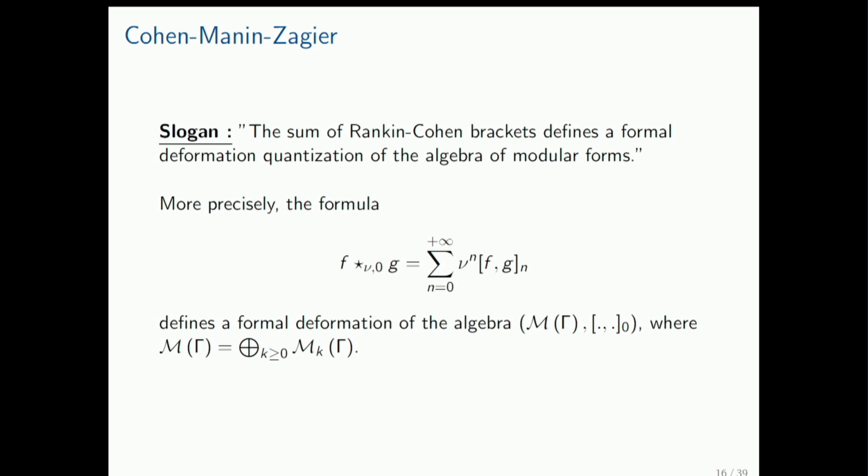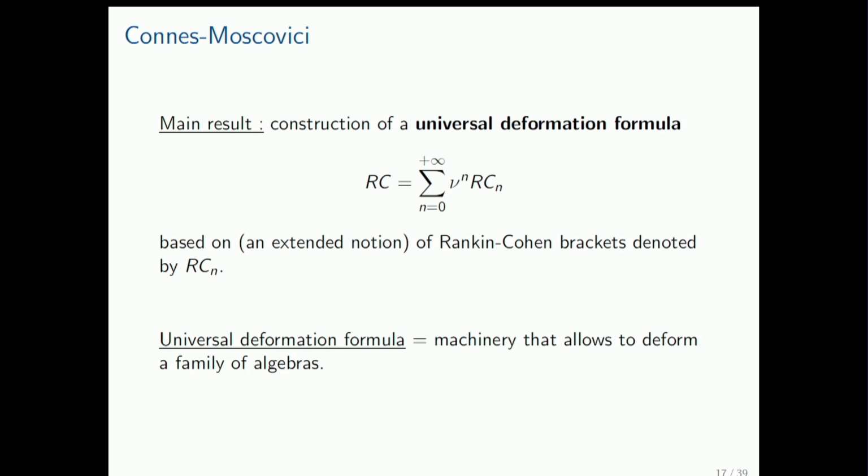But you can go a little bit further. Cohen and Moscovici noticed that you can, in fact, extend this construction to define a universal deformation formula. So what does it mean? It means that you build a machinery allowing to deform other types of algebras. That's it. Now the idea is to use this machinery in the context of the Lie group S.